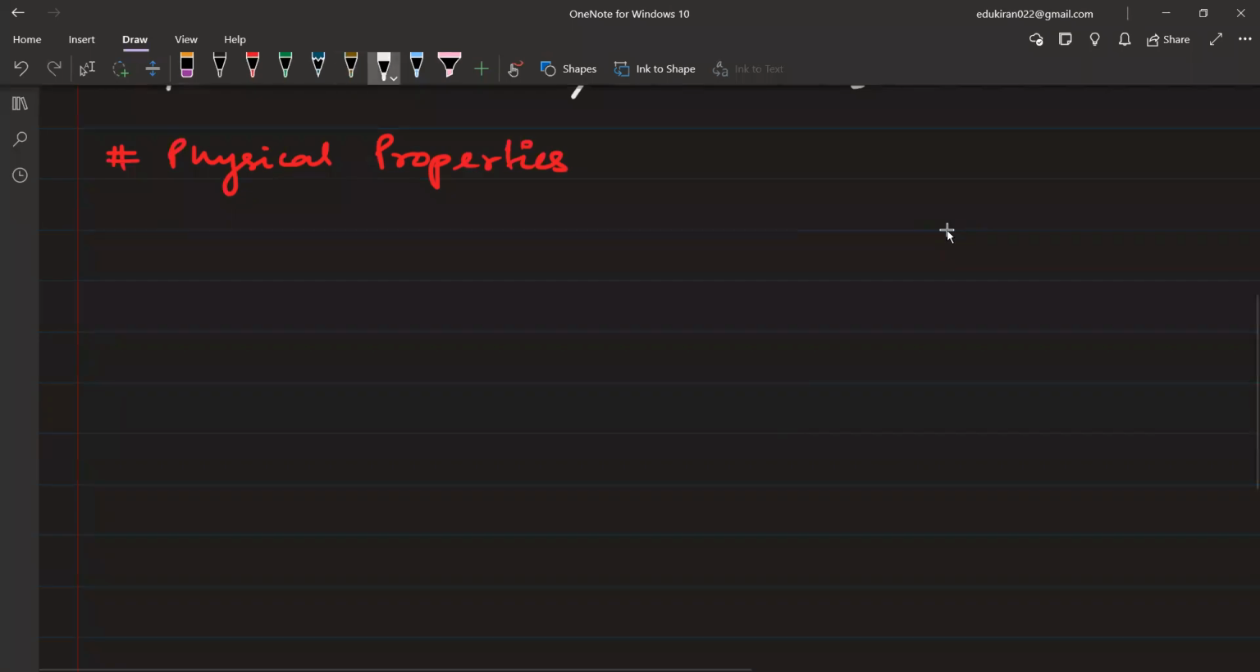Okay, right, for physical properties, first of all, let us see the structure of ether. So the structure of ether is something like this.